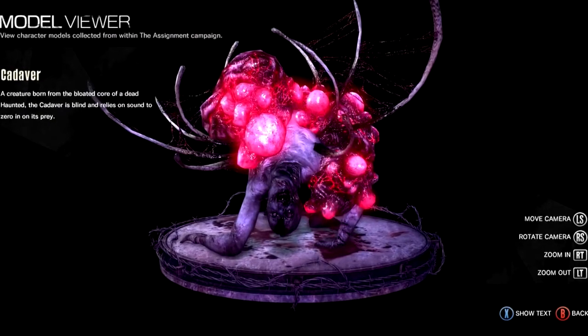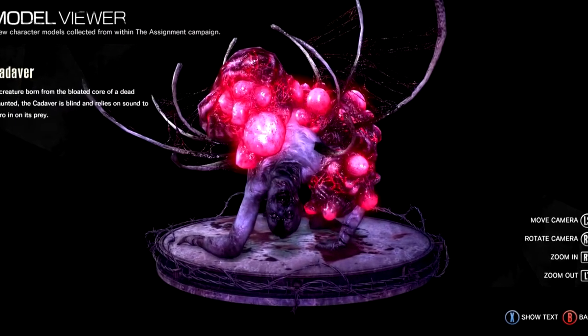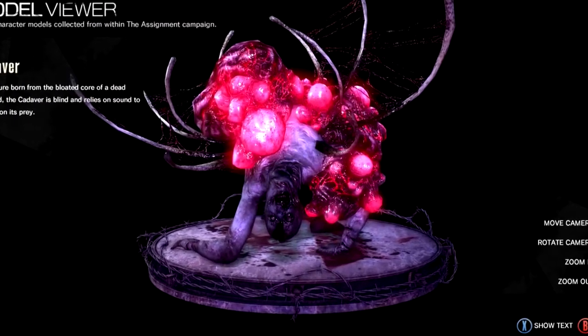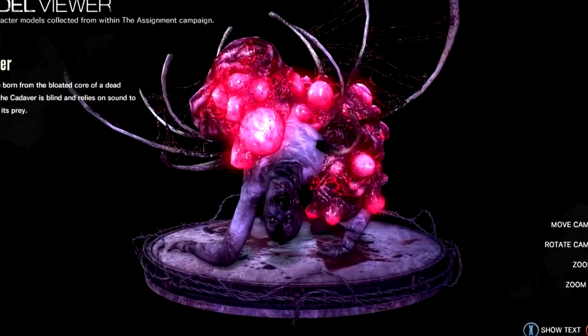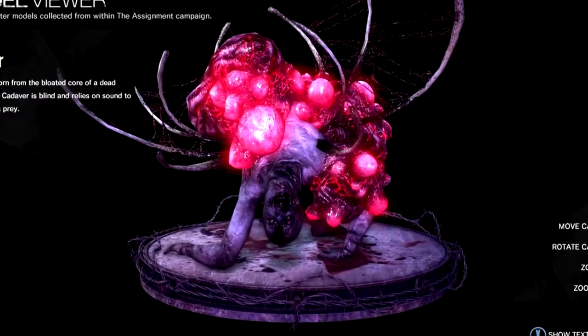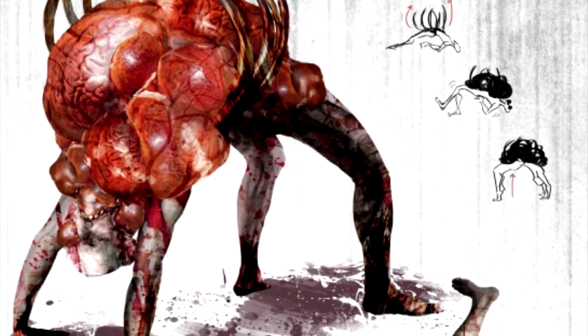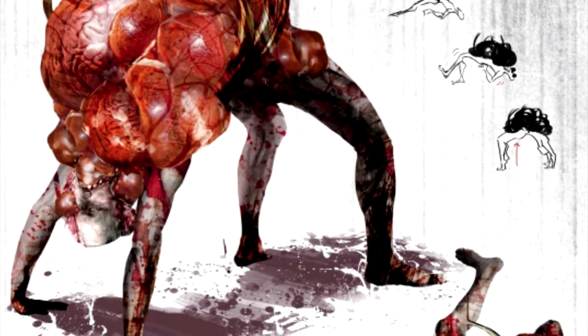There are special types of Haunted, especially in the case of the Cadaver. These monstrosities are born from the dead core of Haunted individuals. They are blind, using their protruding ribcage as a weapon. This allows the victim to be entangled against the explosive mass for gory results.